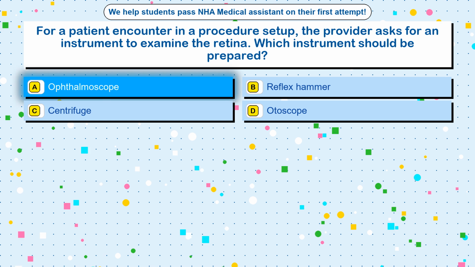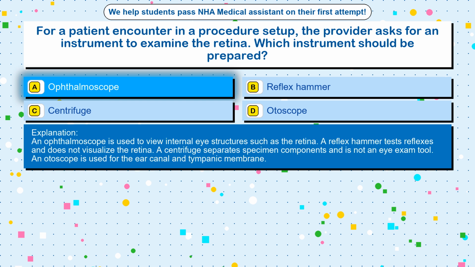The correct answer is option A, ophthalmoscope. An ophthalmoscope is used to view internal eye structures such as the retina. A reflex hammer tests reflexes and does not visualize the retina. A centrifuge separates specimen components and is not an eye exam tool. An otoscope is used for the ear canal and tympanic membrane.